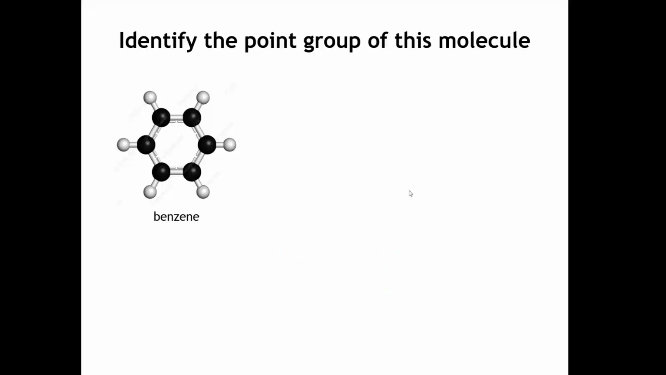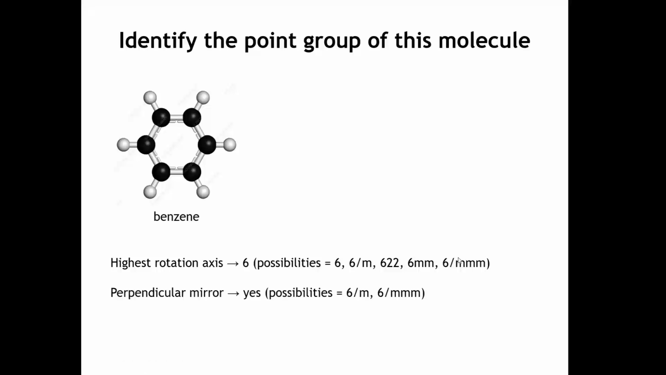We are going to start by looking for the highest order rotation axis, which pretty obviously is a 6-fold rotation axis here. So once we see there's a 6-fold rotation axis, we see that it could be 6 over m, 622, 6mm, or 6 over mmm. The next question is, what about a perpendicular mirror? Yeah, it's a flat molecule, right? So the 6-fold rotation axis goes right through the center of the molecule, and there's obviously a mirror plane perpendicular to it. So now we come down to 6 over m or 6 over mmm.